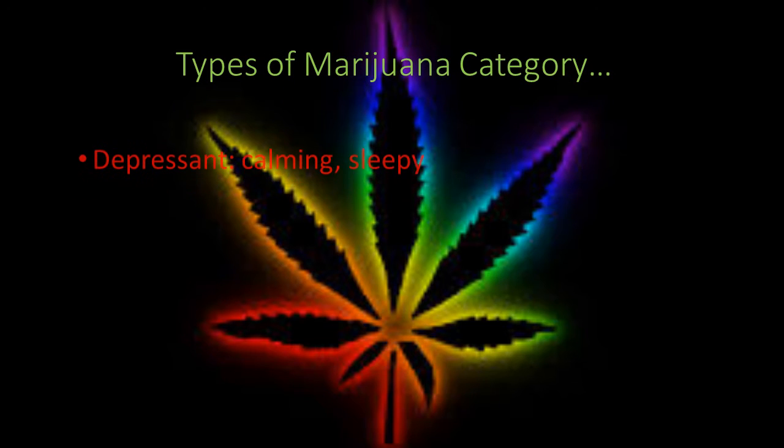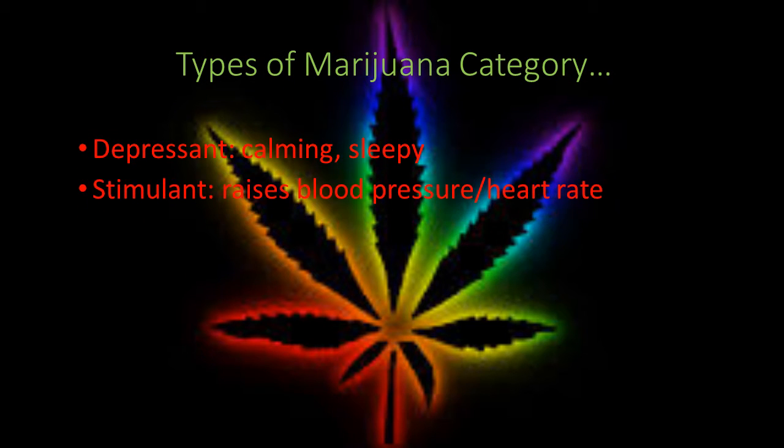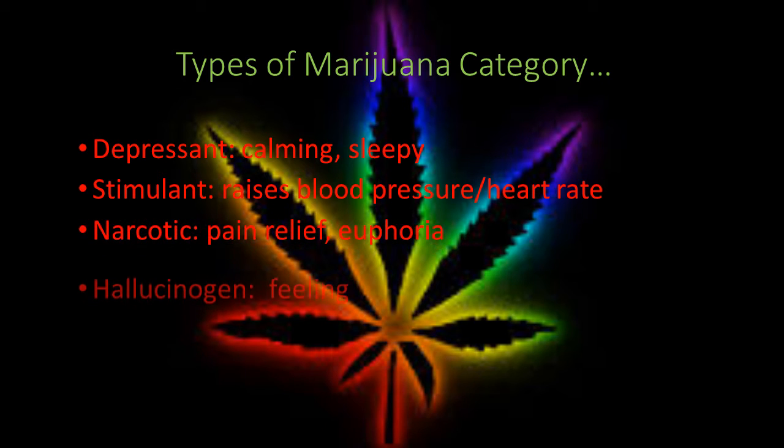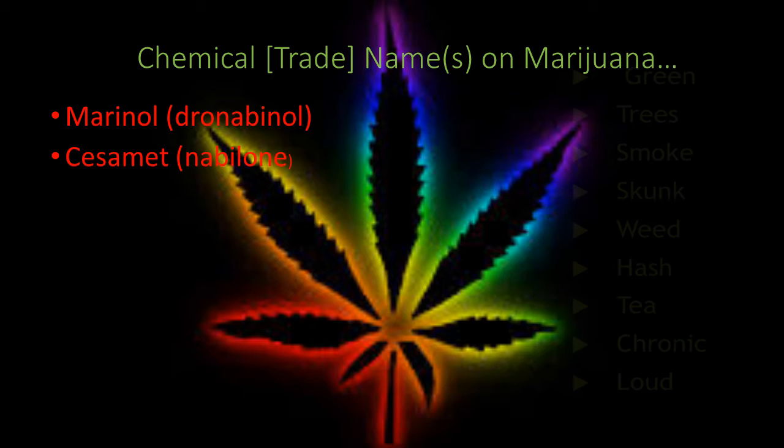Types of marijuana category: the present, containing calming and sleepy, stimulation, raised. Marijuana act. Chemical trade names on marijuana.